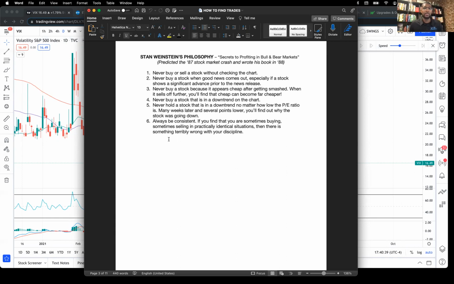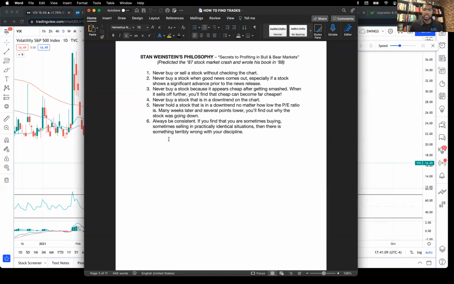Rule number 2, never buy a stock when good news comes out, especially if a stock shows a significant advance prior to the news release. Just because you heard good news doesn't mean that's all you need to know to jump into a stock. That's what very inexperienced retail traders do. They look at the news, they pull up Robinhood, and they see the news. Okay, boom, let me go ahead and buy it. They look at the earnings call and they see the good earnings call, and they go, okay, let me go ahead and buy it.